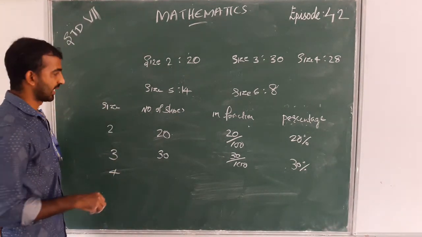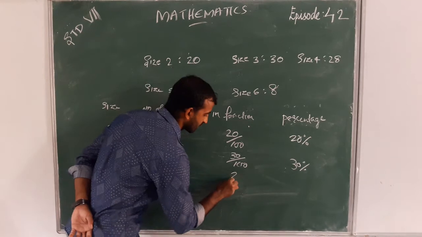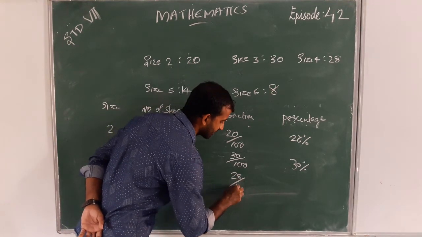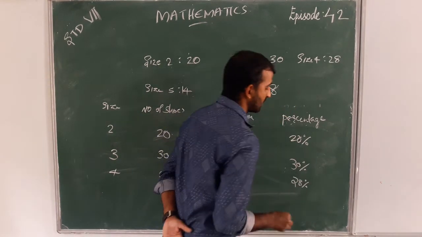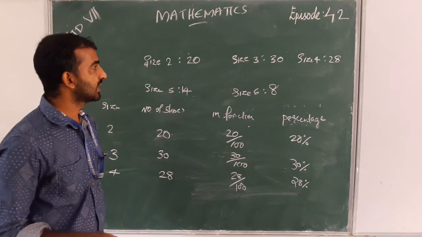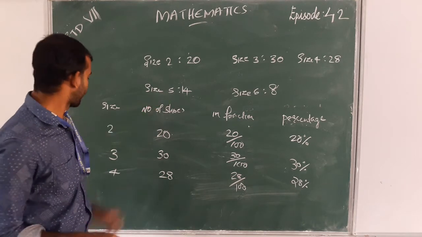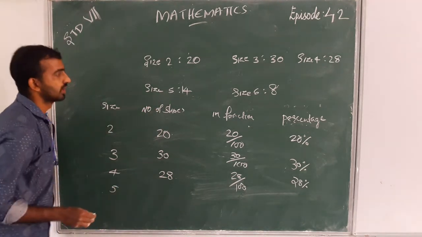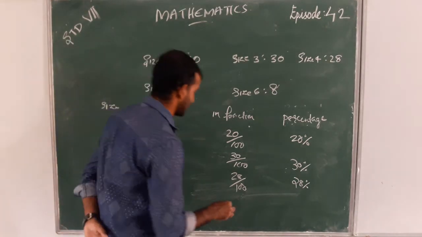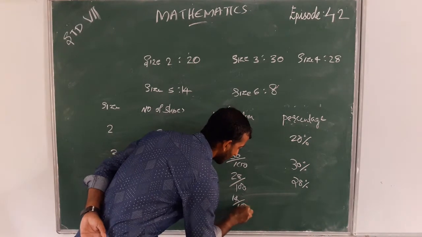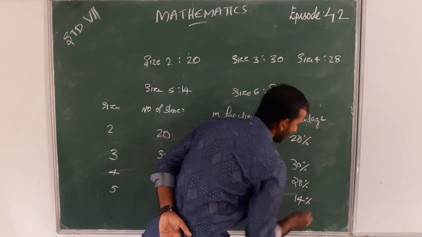And size 4, that is number of shoes 28, and 28 by 100, that is 28%. And next, what do we get? We get size 5. We get the number of shoes 14, and fraction is 14 by 100, that is 14%.